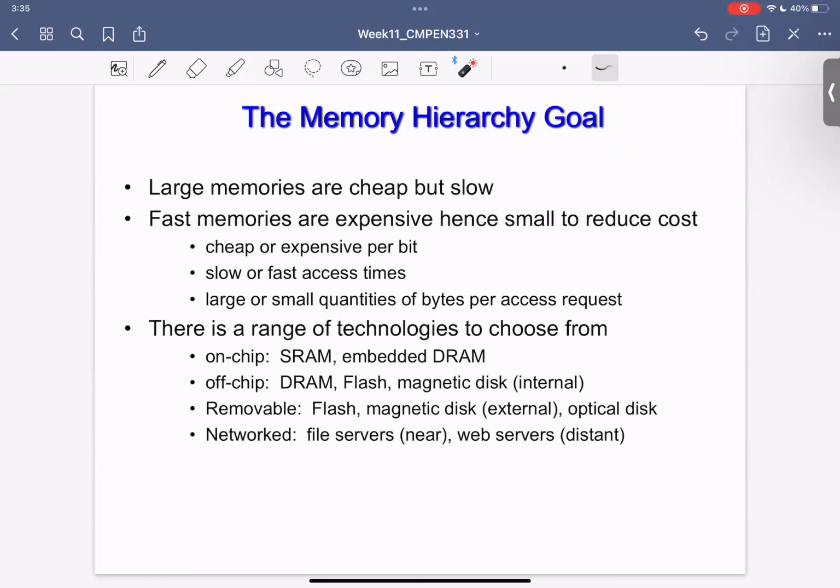Just for your reference, examples on a chip are the SRAM and the embedded DRAM. Examples off a chip are the DRAM, flash, magnetic disk, and all of these kinds of things. Also, removable storage can be flash, magnetic disk, or optical disks. It can also be a network, which can be a file server or web server or stuff like that. But our concentration will actually be on the memory side, the DRAM and the SRAM in this particular case.